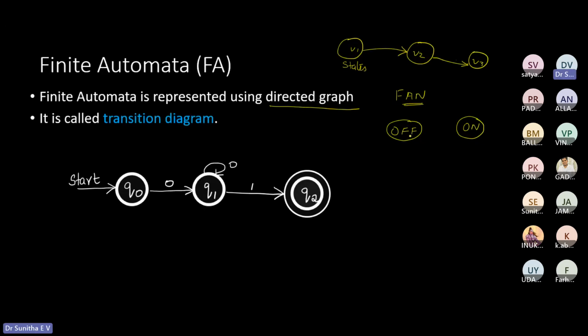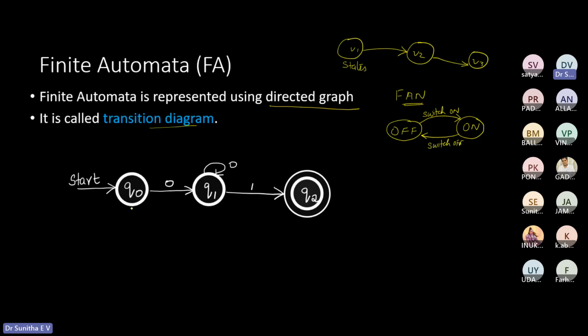So these are two states. When we switch it on, it will move to on state, and if we switch off, it will move back to off state. This diagram shows the changes in the transitions from one state to the other. Since it represents the transition, we call it the transition diagram. Each circle represents a state, and the arrows represent the transitions. On the arrow, we have to represent on which input the machine changes its state.